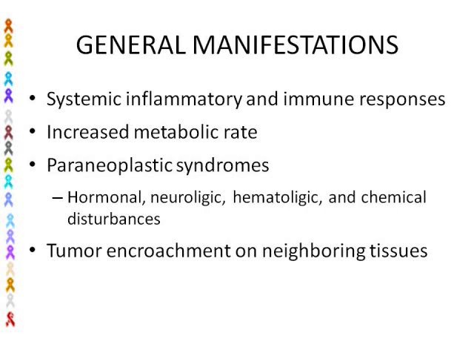We have paraneoplastic syndromes. They are hormonal, neurologic, hematologic, and chemical disturbances in the body that are not directly related to the tumors. Now, tumors can secrete hormones. They can change the fluid and electrolyte balance of the body. They can promote hemorrhage. They can promote infection. They can do other things. And then there's the local effects of tumor encroachment on or obstruction of neighboring tissues. The tumor getting bigger and pushing on the things around it.